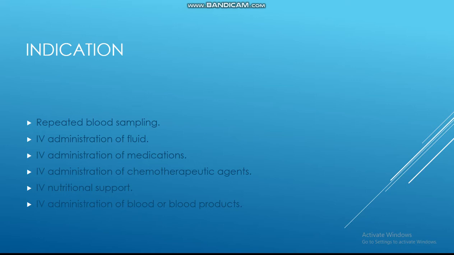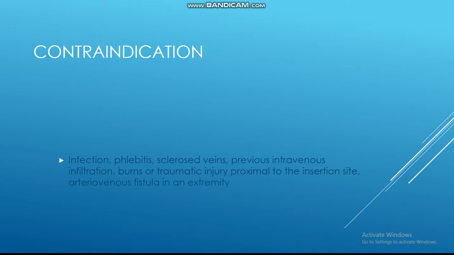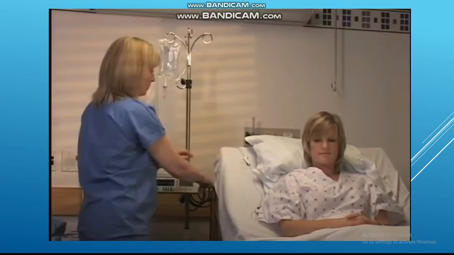Indications for peripheral venous catheterization are repeated blood sampling, IV administration of fluid, IV administration of medications, chemotherapeutic agents, nutritional support, and blood products. Contraindications are infection at the site of insertion, phlebitis, sclerosed vein, previous intravenous infiltration, burns or traumatic injury proximal to the insertion site, and arteriovenous fistula in an extremity.